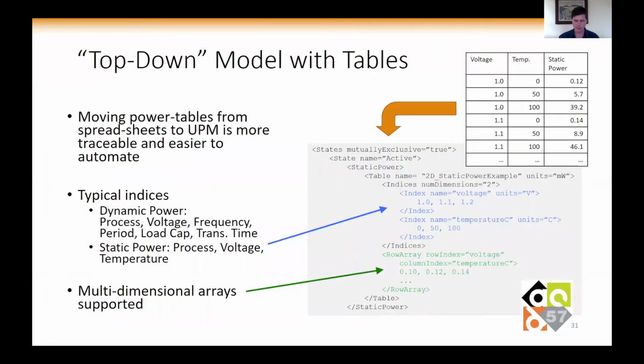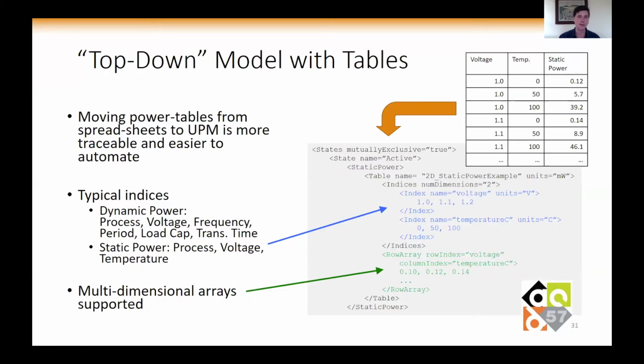And then as I start generating more and more samples, I can bring my power tables into UPM as well. So I'm showing here an expanded view of one of the static power states with a table for static power parameterized in terms of voltage and temperature as indices. So UPM also supports multi-dimensional arrays with as many indices as I want.